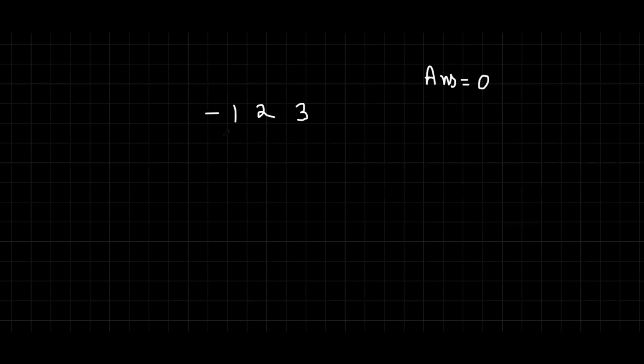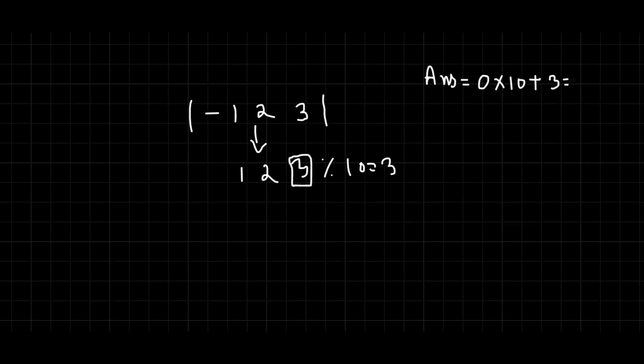Now, let's divide this minus 123 by 10. But before dividing it, let's perform the absolute operation and make it 123. Now, if we perform the modulus operation of 123 with 10, we will find 3, which is the last element. Now the answer will be 0 into 10 plus 3, which is 3. Okay, so far so good.